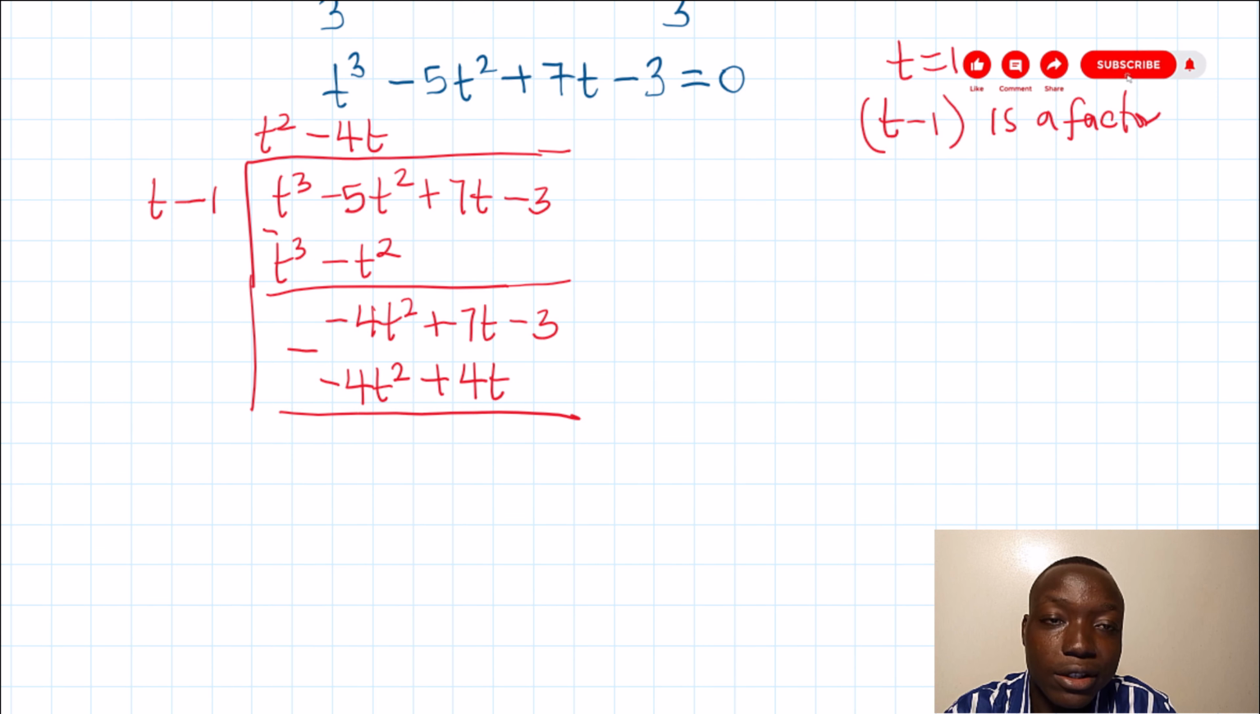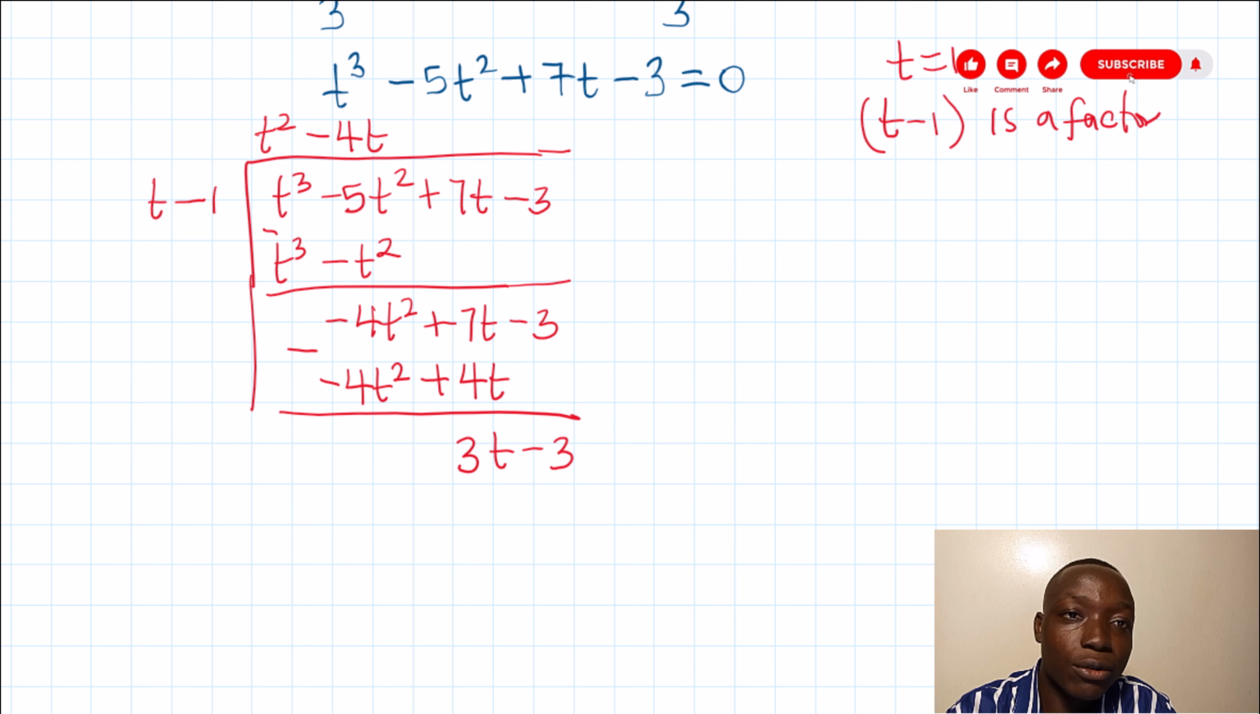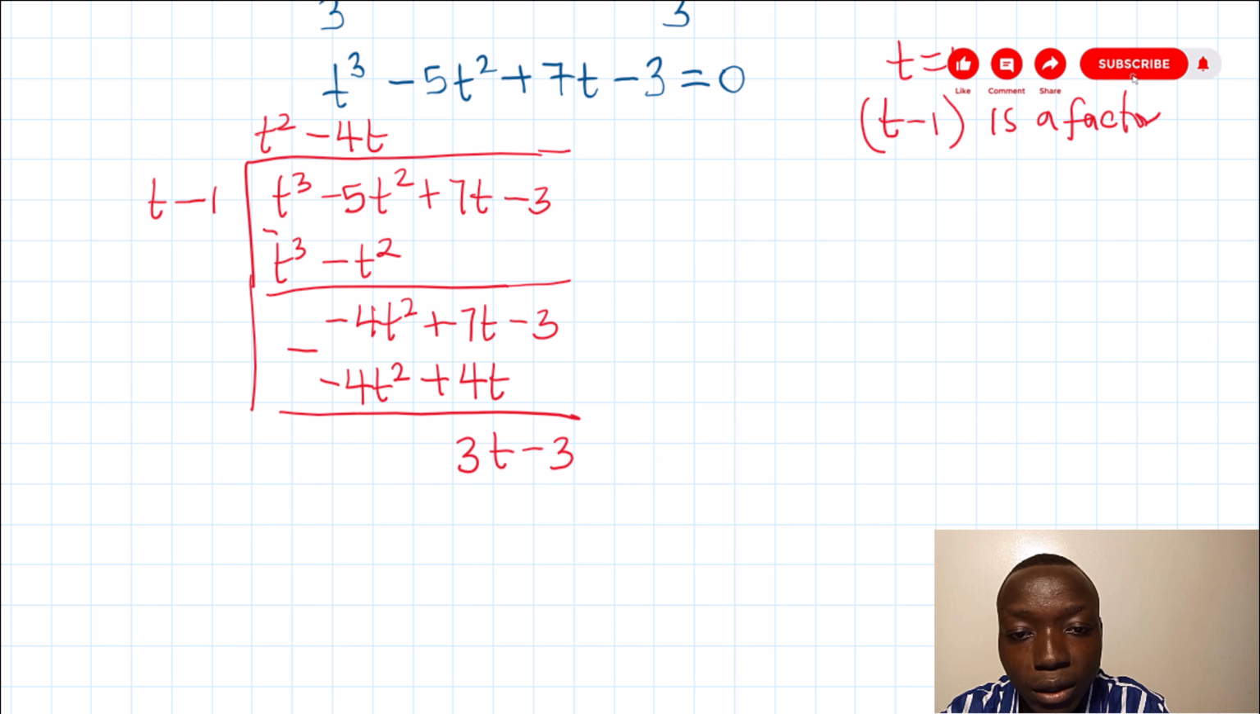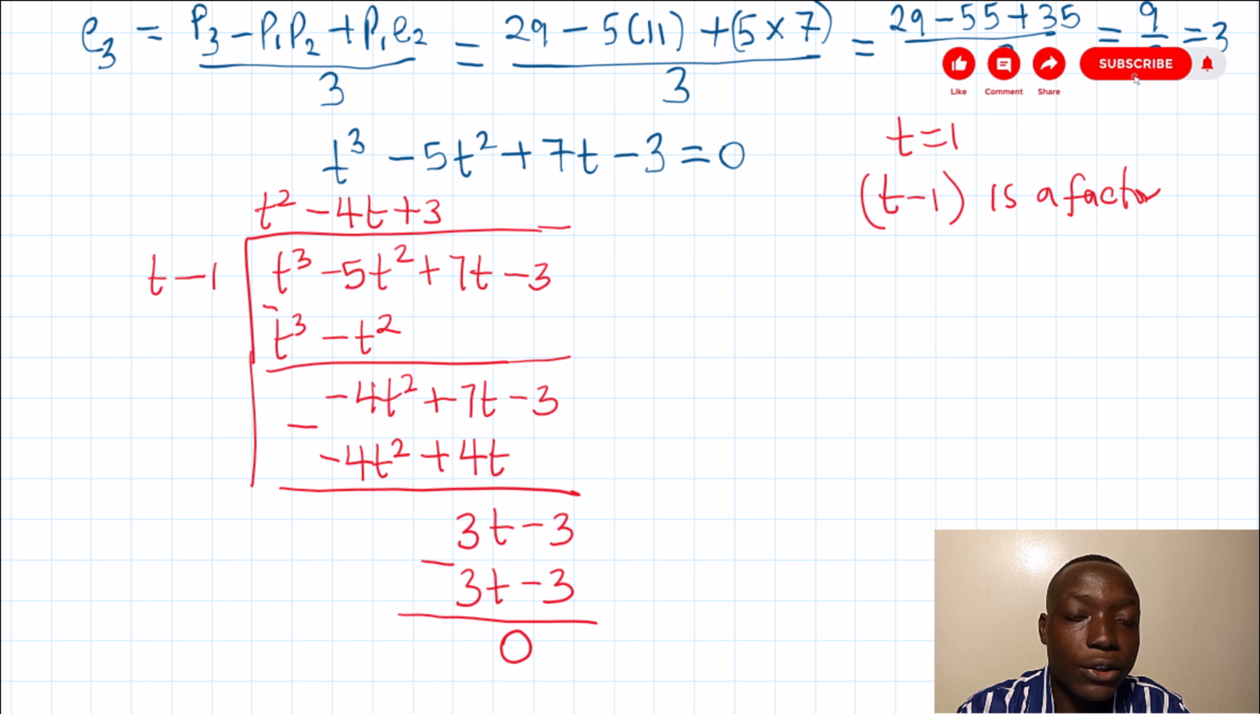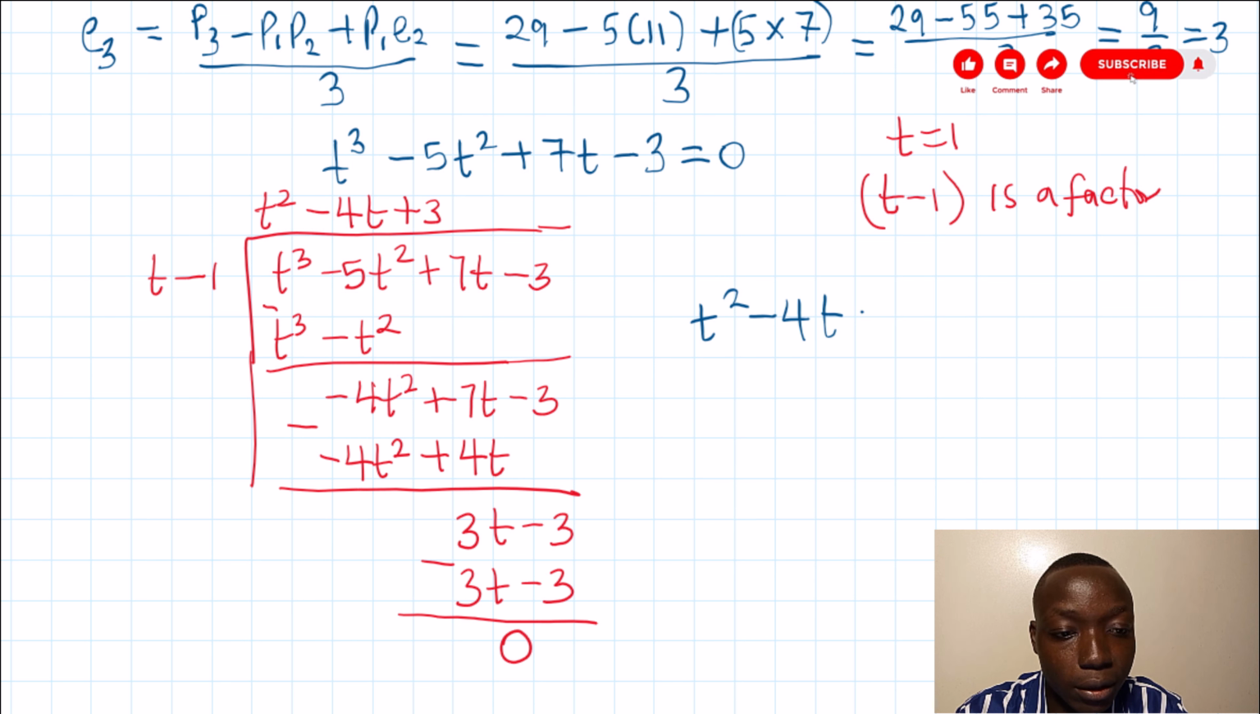So 4t squared is out, and you're going to get 3t minus 3. What's the next thing you multiply with t to get 3t? That's plus 3. So you have 3t minus 3, and when you subtract this, you get 0. So we've reduced this cubic equation to a quadratic equation, which is t squared minus 4t plus 3 equals 0.